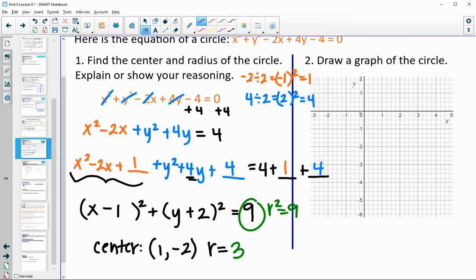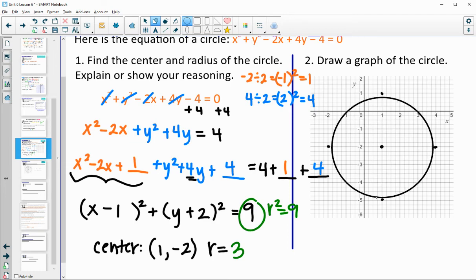So then we could plot this circle by going to 1, negative 2, so plotting your center, and then doing a radius of 3. So I'm just going to count to the right 3, to the left 3, up 3, down 3. And then you can just sketch. Okay, so just draw as nice of a circle as you can. If you have a compass, you can certainly open your compass from the center of this circle by 3 and draw a nice circle around there too.